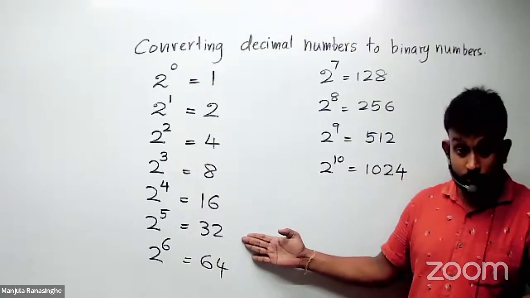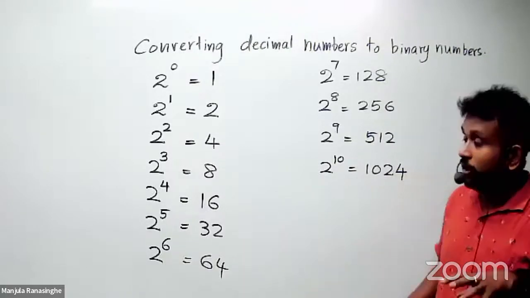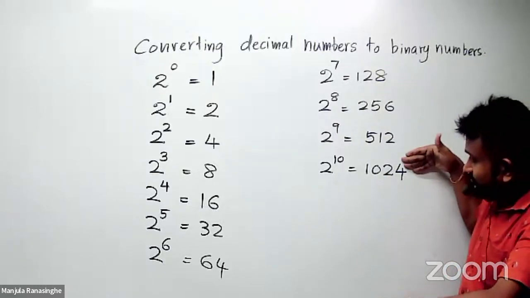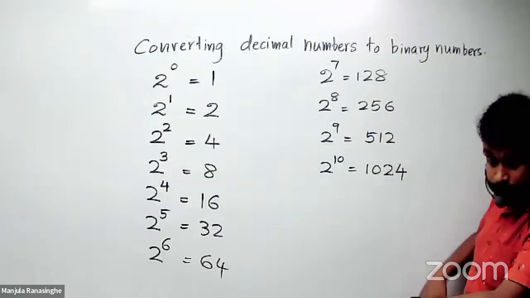If somebody asks 2 to the power 5, what is the answer? 32. 2 to the power 7, then 128. 2 to the power 10, 1024.